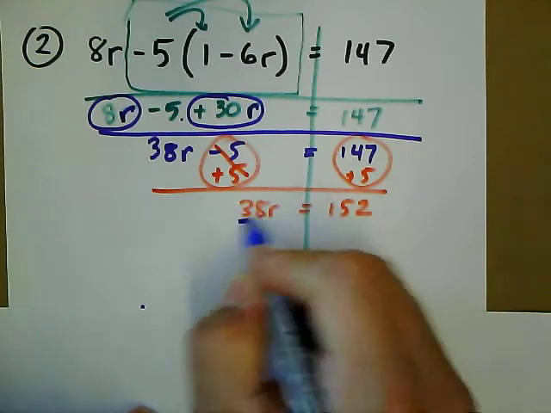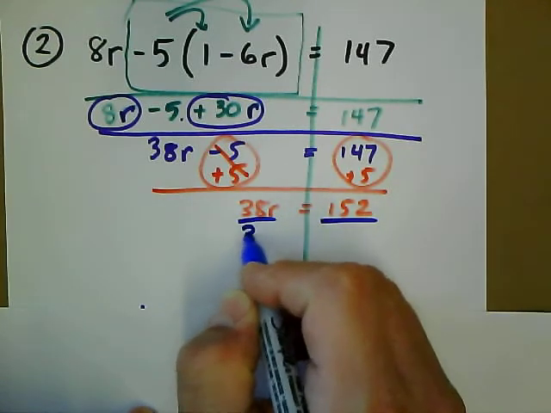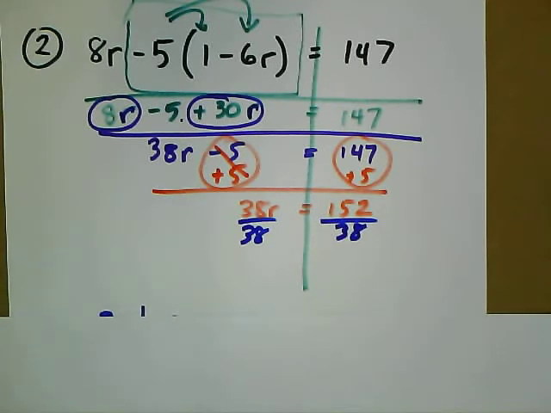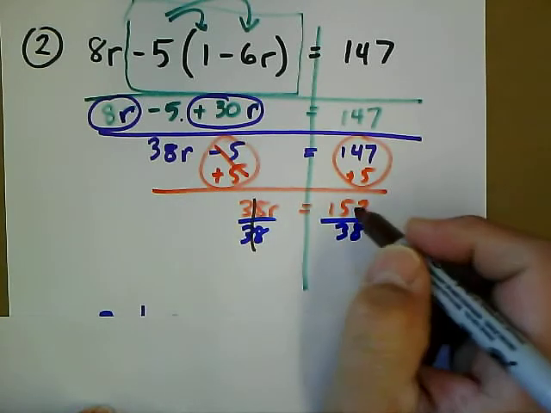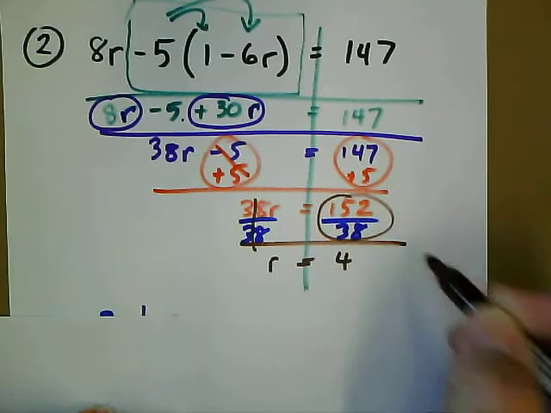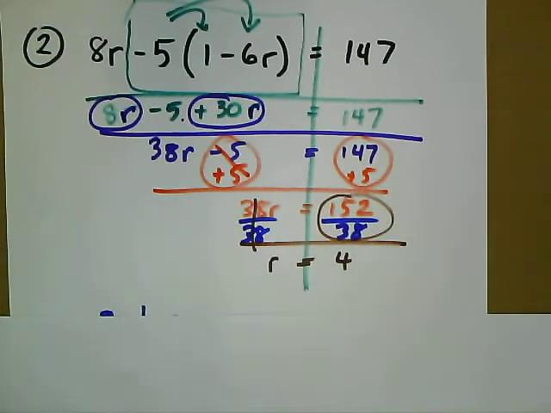And we divide by 38. Should be what, 4? Our 38s are gone. Our 152 divided by 38 equals 4. That's what it should be, because the only way to get 38 to 152 is multiplying it by 4. So there you go, there's your answer.